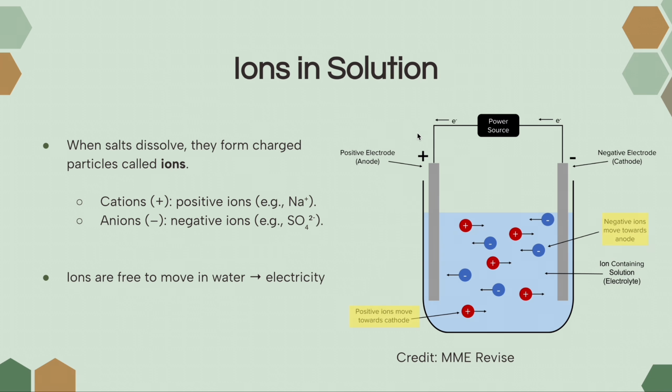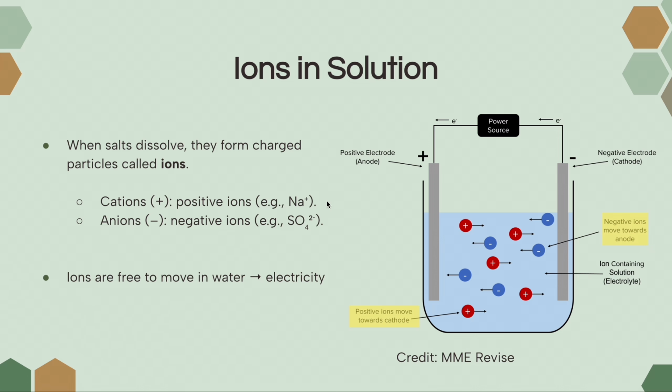For ions in solution, when salts dissolve in water, they form something called ions, which are charged particles that can move around. There are 2 types of ions, which are cations and anions. Cations are positive ions that move toward the cathode, which is the negative electrode. And anions are negative ions that move towards the anode, which is the positive electrode.